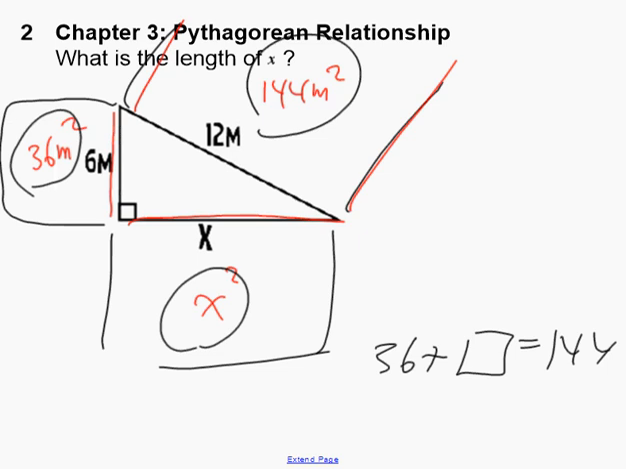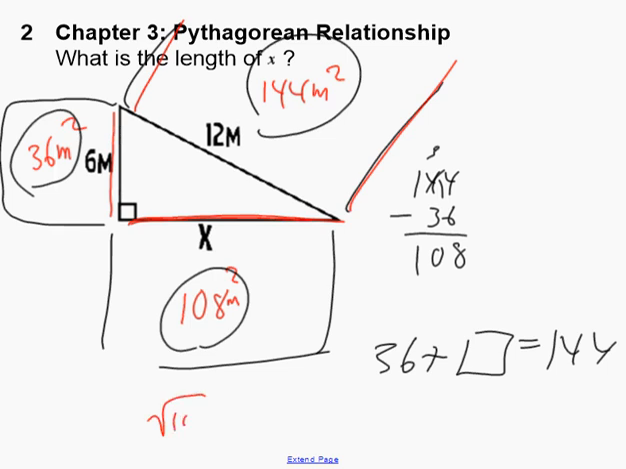In order to do that, we can actually use subtraction. If we take 144 and subtract 36 from it, we can borrow to get a 3, put a 1, we get an 8, and then a 0, and then a 1. So therefore, the area of this square is 108 meters squared. And therefore, if it's 108 meters squared, its side length will be the square root of that.